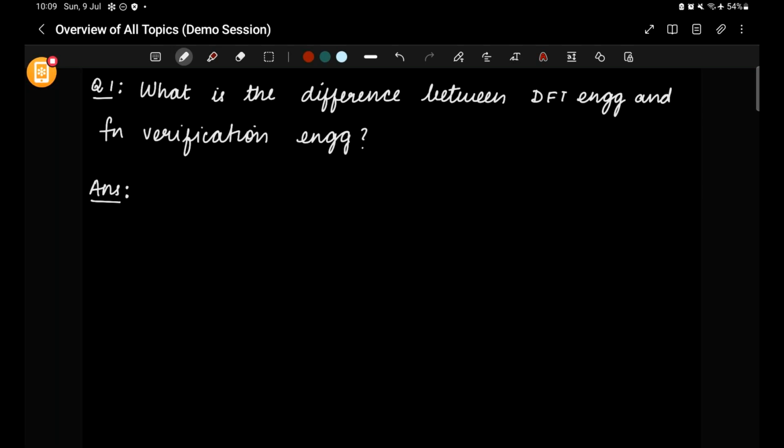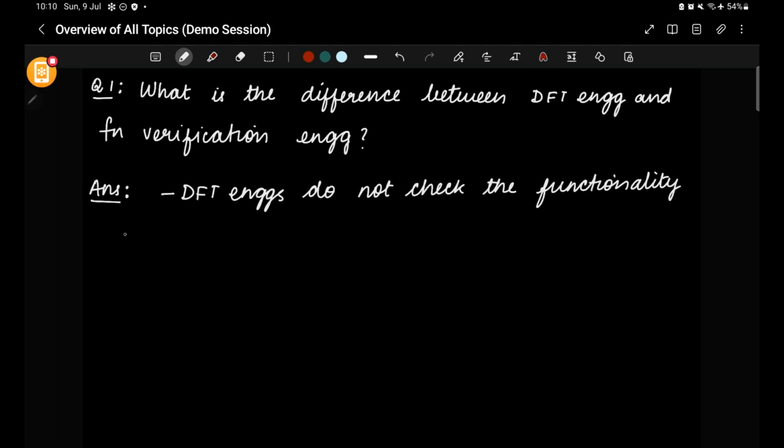So here, as we all know, DFT engineers do not check the functionality of the chip. So what do we check? We rather check the quality of the chip.